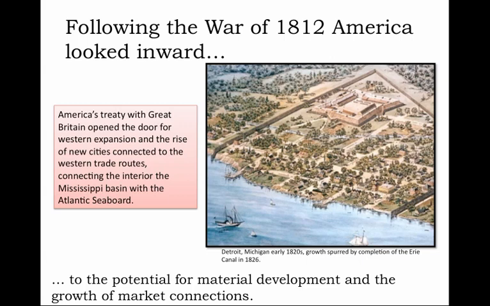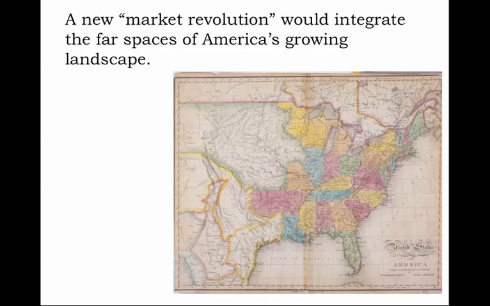And so for the first time, really, the American people begin to cohere around a shared set of economic goals and material impulses that see them looking inwardly, that is, geographically speaking, to the interior of the country, particularly the Mississippi Basin region and the Ohio Valley Basin, to develop the manifold material interests that would begin to define the country in its age of independence. A new market revolution, as the historian Charles Sellers calls it, would integrate the far spaces of America's growing landscape.